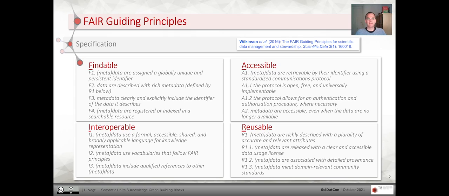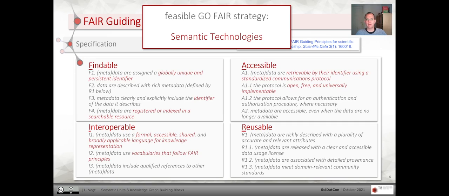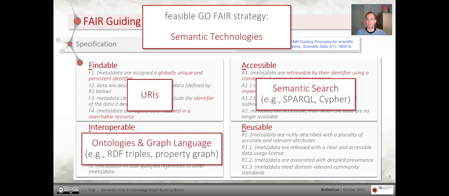Now, FAIR stands for Findable, Accessible, Interoperable, and Reusable data and metadata, and data and metadata should be FAIR for humans and machines alike. And that's a challenge, and a feasible GO FAIR strategy is to use semantic technologies because they provide URIs. There is the possibility for semantic searches, and ontologies and graph language help with the vocabulary.